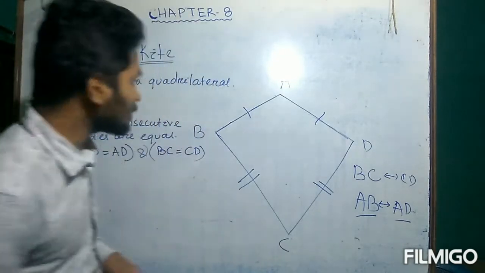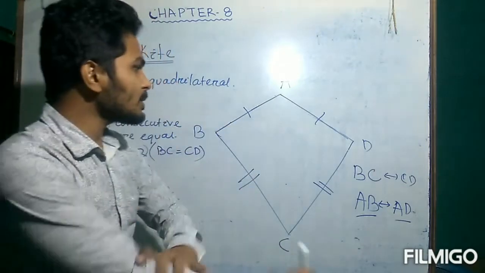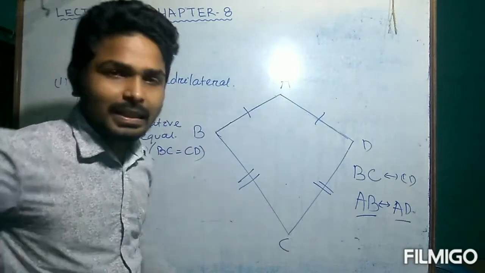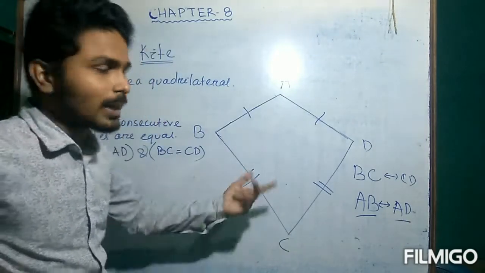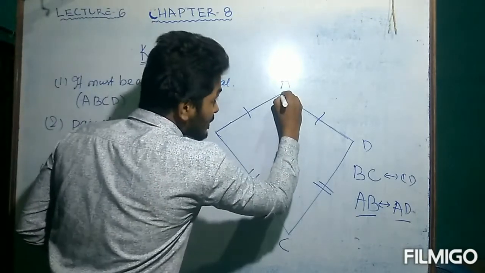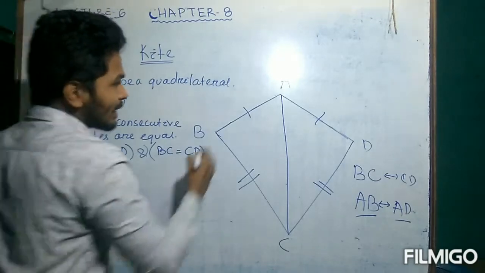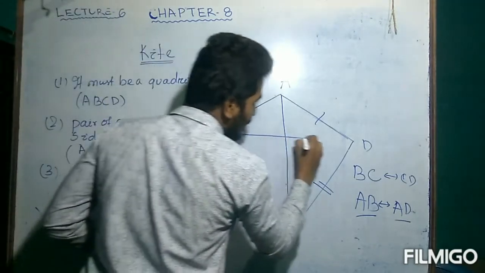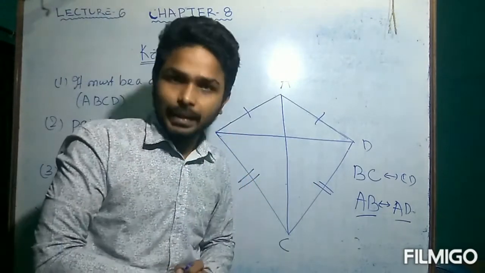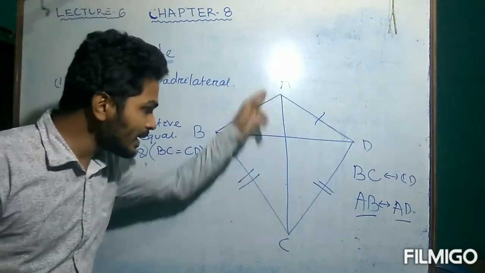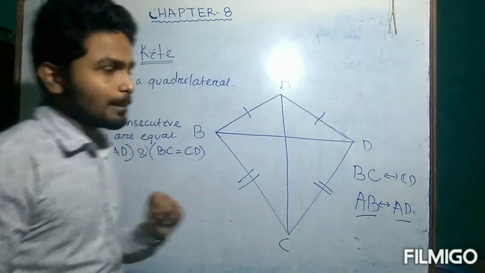Understood? Moving to the third property. The third property tells you about the diagonals. Since it is a quadrilateral, how many diagonals does it have? It has 2 diagonals. The first diagonal is AC and the second diagonal is BD. Diagonals are the lines joining any two non-consecutive vertices. So join A and C, AC, and B and D, BD.